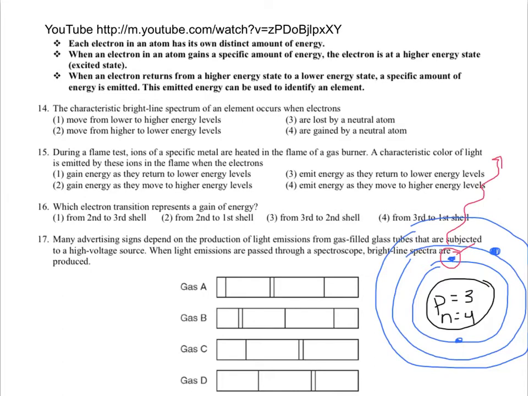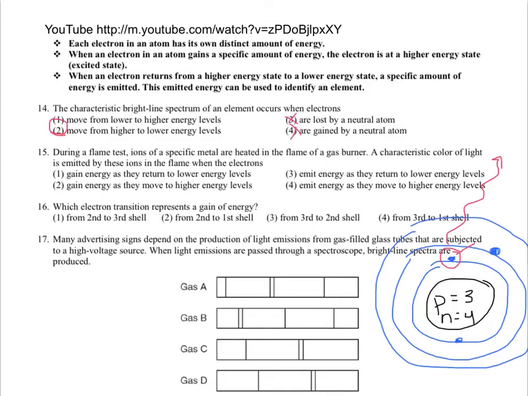So we know that the characteristic light is not seen until the electrons move from a higher energy level to a lower energy level. Now, the other choices are not good because the bright line spectrum is produced by electrons, so neutrons are not involved in this.